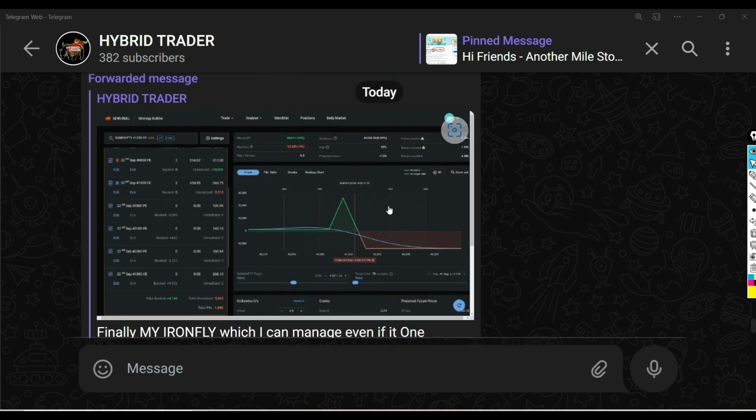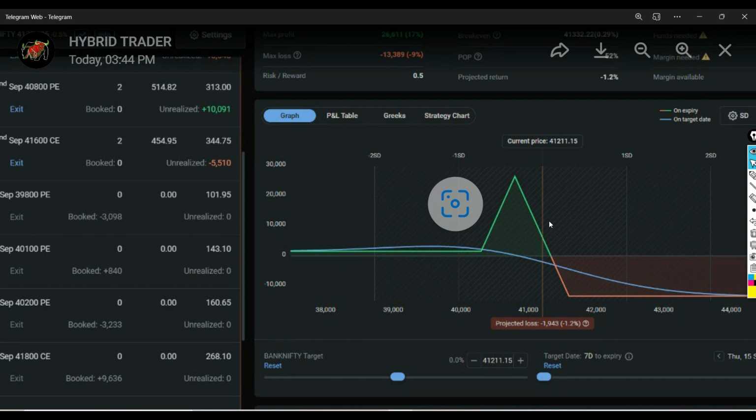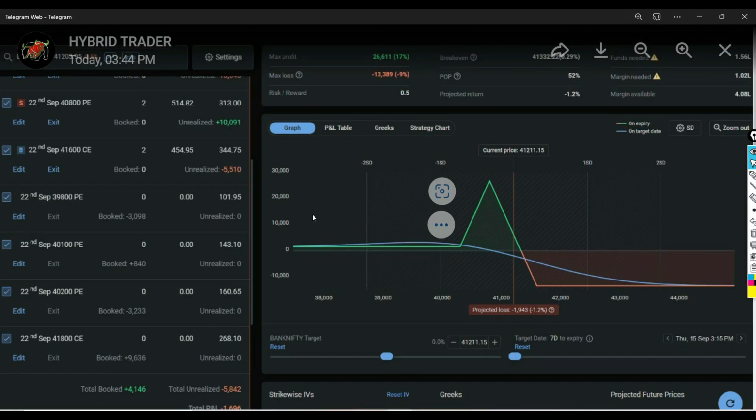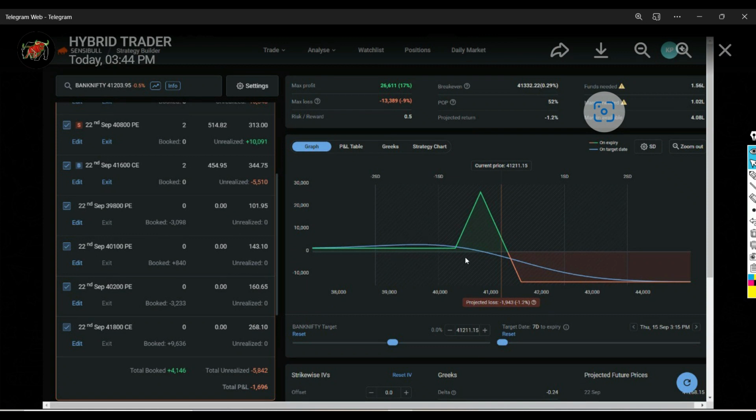This is my iron fly for the next week. People tend to deploy iron fly on the expiry day, but I deployed my iron fly already day before yesterday, that was Tuesday. If you look at my iron fly, I've made my loss on the put side 0 by just doing 2 to 3 roll ups, and my maximum loss on my call side is like 10,000.